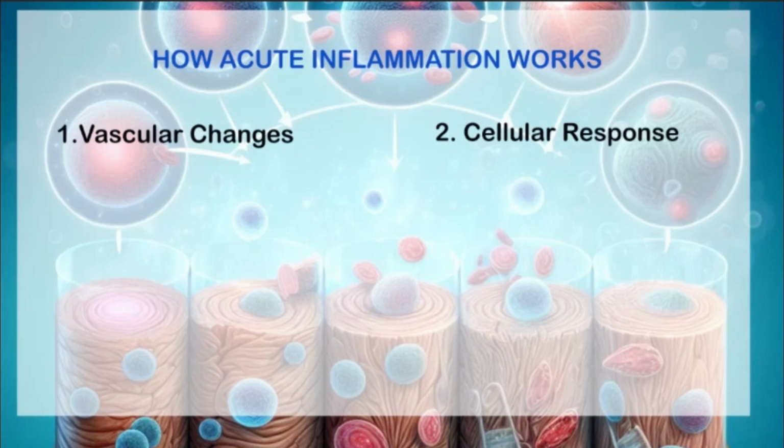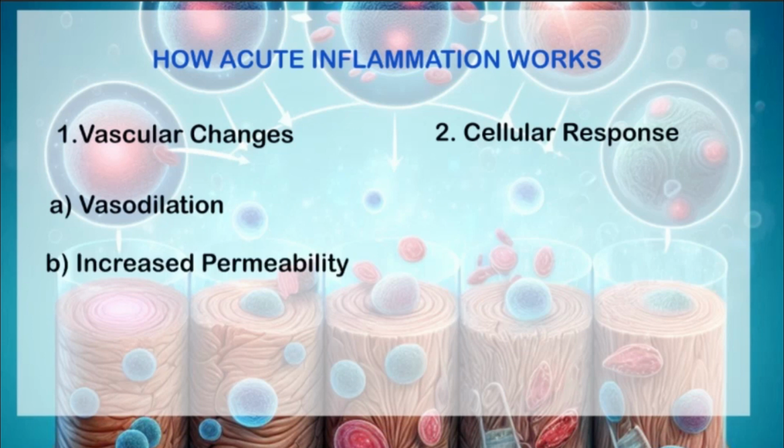Vascular changes include vasodilation. Now, vasodilation leads to increased blood flow, which causes redness and heat. Increased permeability allows plasma to leak into tissues, causing swelling, that's edema. Then endothelial activation. Here we see that white blood cells migrate to the injury site. Then we have the cellular response.